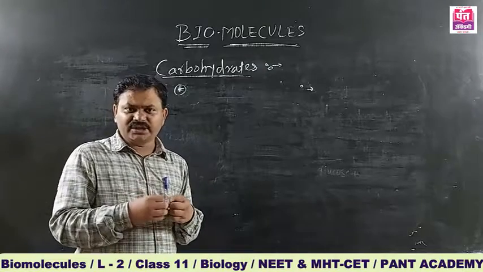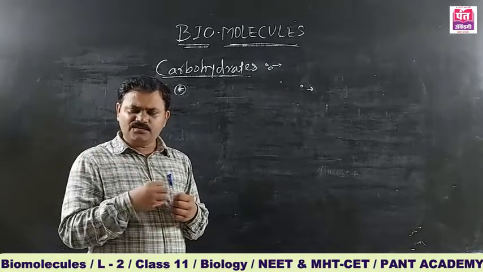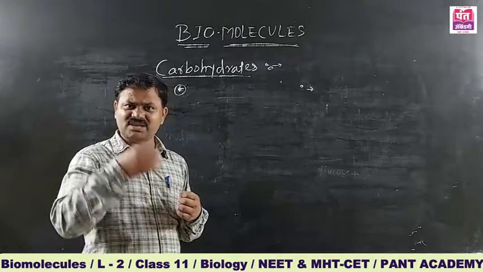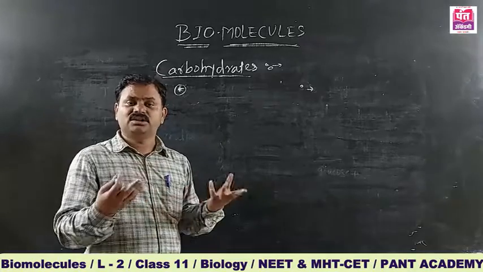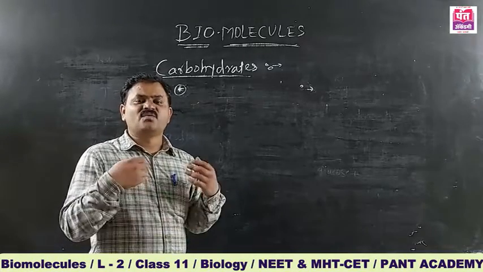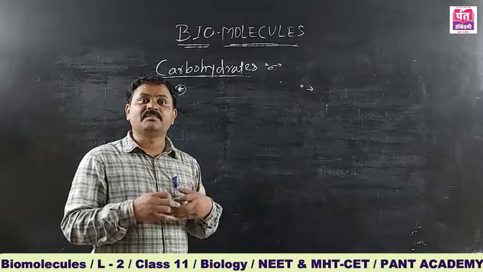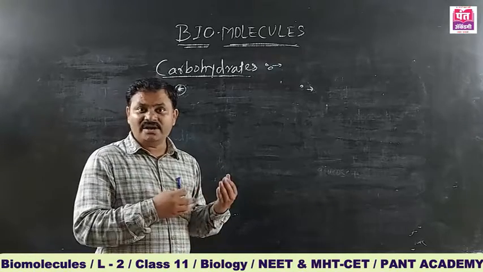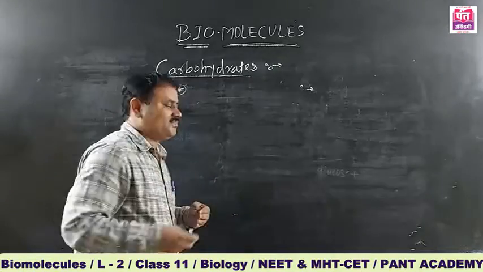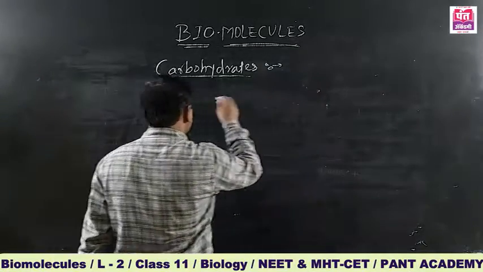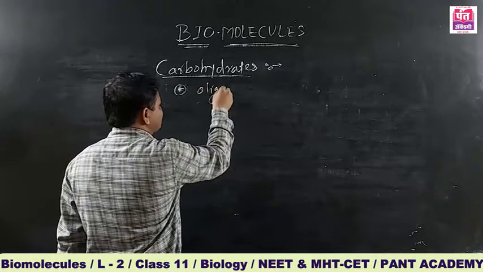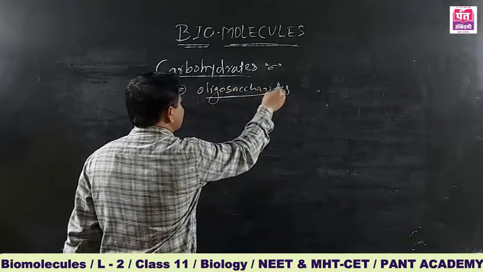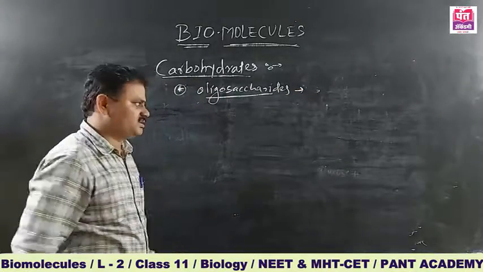If we add 3, then what is that? If we add 4, then what is that? If we add 5, 6, 7, 8, 9, 10, then what? Because when we talk about the polysaccharide, it contains many monosaccharides in its structure. But when we add 3, then what is that? So another important class is derived, that is the oligosaccharides.